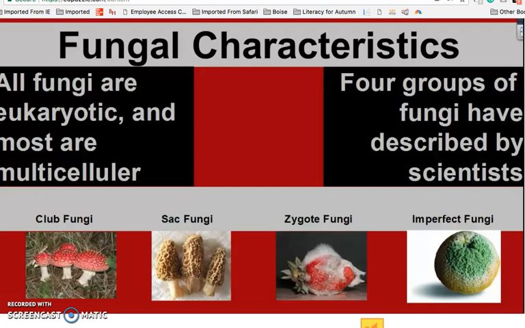The one that you're probably most familiar with are the club fungi, which form these nice mushrooms, or the sac fungi, which look kind of similar. You might be familiar with zygote fungi if you're not very good at cleaning out your refrigerator, because zygote fungi is usually what makes food spoil. In addition to that, the imperfect fungi does as well. Okay, so we'll keep going here.